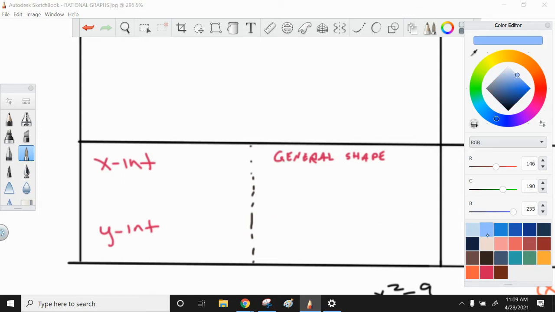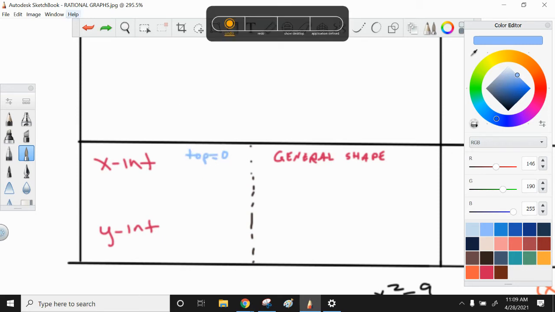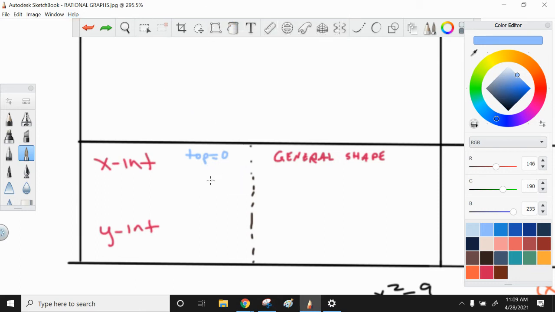Now, if we wanted to solve for these, technically your x-intercept is where the top equals 0. If you wanted to find your x-intercept, you could set the top equal to 0. But just type it in Desmos. You know what I'm saying? You don't need to worry about this. Just type it in Desmos, click on the dots. It's that simple, right?